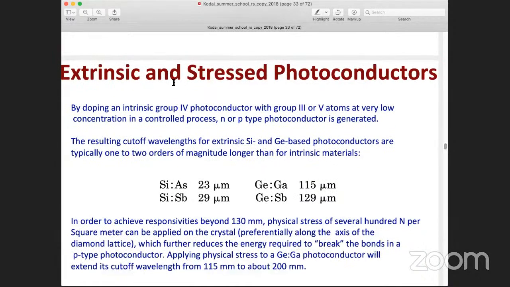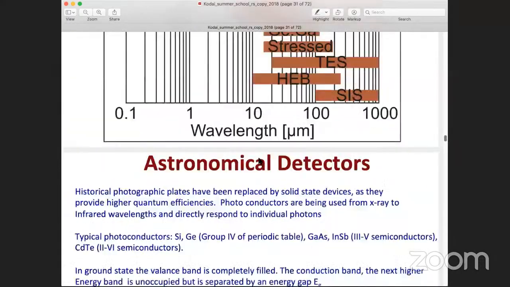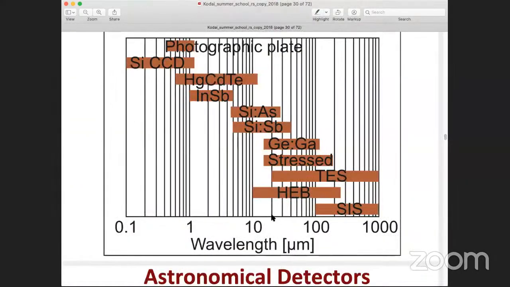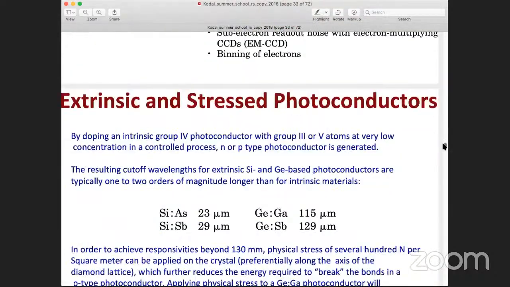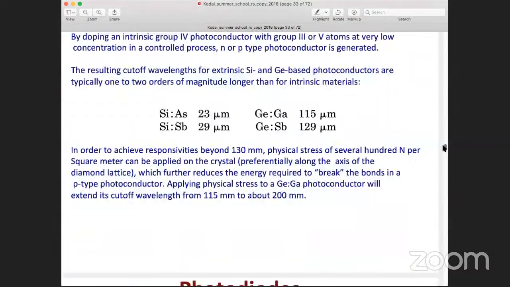Okay, these are the extrinsic and stressed photoconductors. These are used at longer wavelengths. As I mentioned here, this is the wavelength region, mid-infrared, far infrared, say the 20 micron to 100 micrometer range. These kinds of semiconductors are used. Extrinsic stressed photoconductors are used.